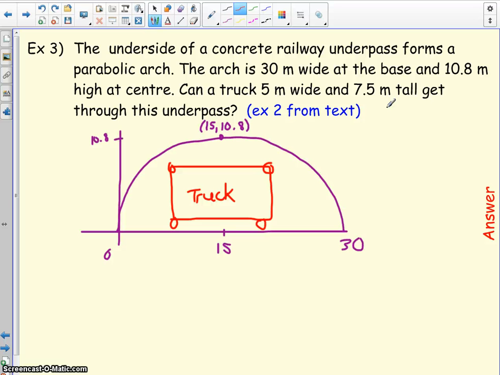But again, in order to do this we have to find an equation. So what I'd like you to do here is take some time, try and create the equation of the arch. Don't worry about the truck for now, just create an equation for this arch here, in whatever form you want, vertex form or factored form. I'm going to do vertex form, and then see what we can do from there. So pause it for now, get the equation of the arch, and see what we can get.